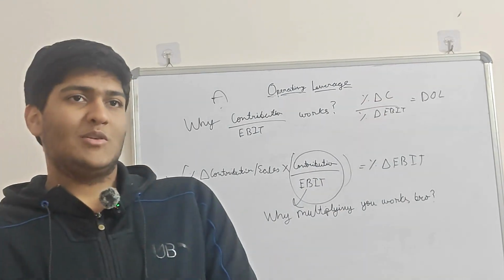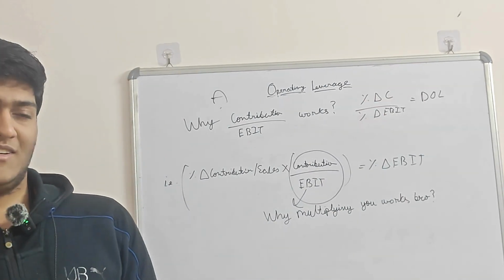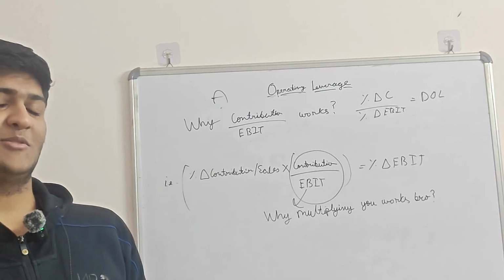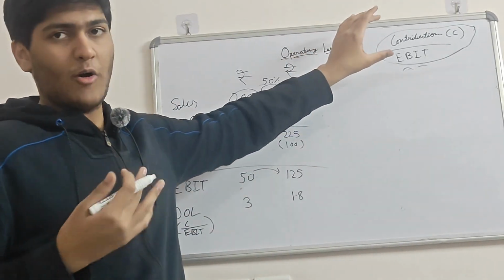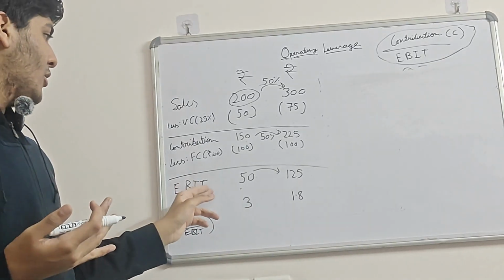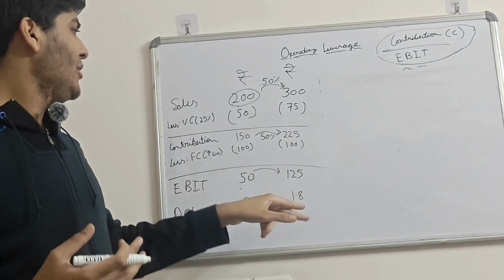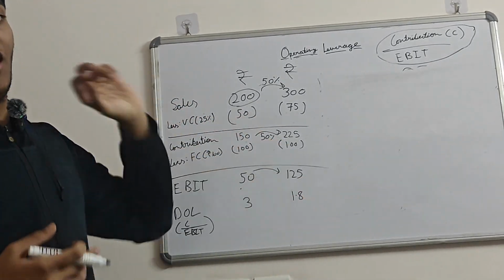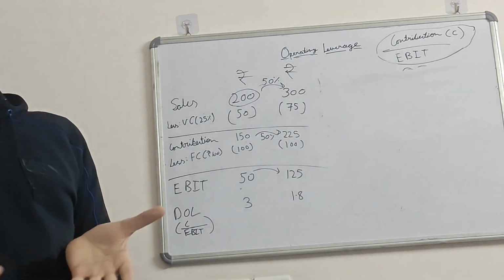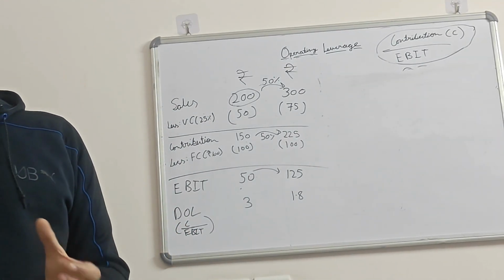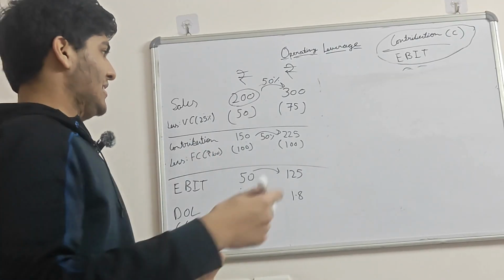So I'll be trying to explain this because I spent around 2 to 3 hours consulting with my friend, so that helped. Let's try to understand how this formula gives us an answer to what the percentage change in EBIT is, because there is a percentage change in contribution. Why does that particular fraction give us the answer? I'll try to explain this using ratios. It's pretty simple, but you need to know the ratio concept, so I'll try to explain it.